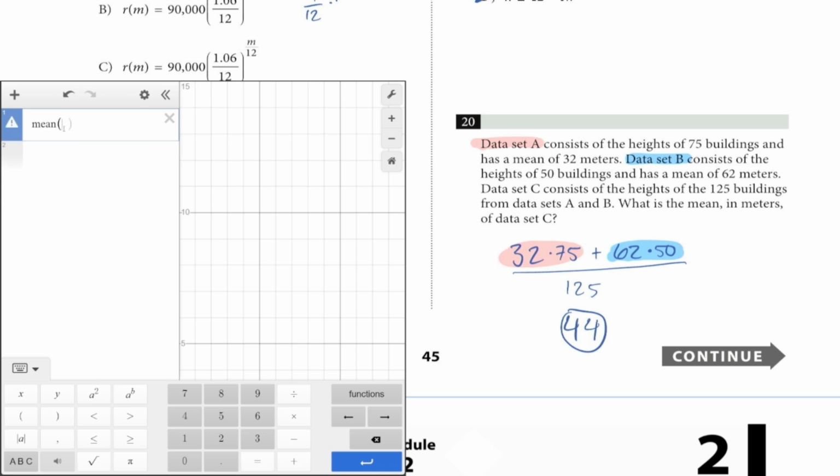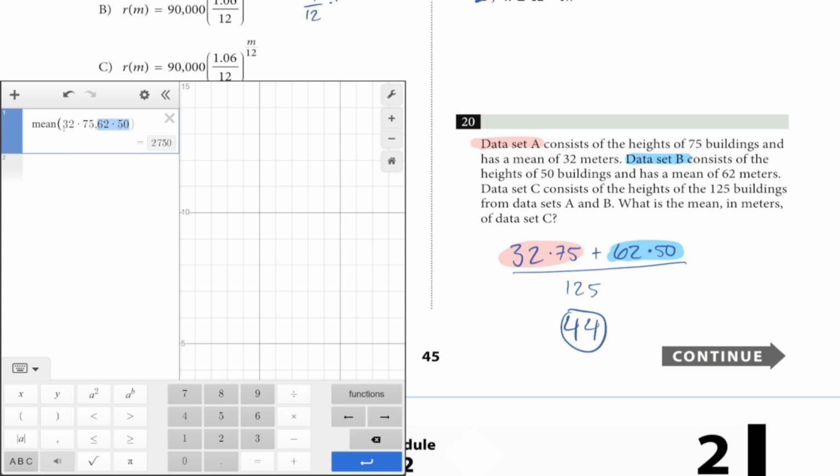which was going to do 32 times 75, and then I put comma 62 times 50. All that's doing is the mean of those two numbers. It's not treating it as if I had 32 75 times. It's as if I just had a number that was whatever 32 times 75 is, and then doing the average of that with 62 times 50.